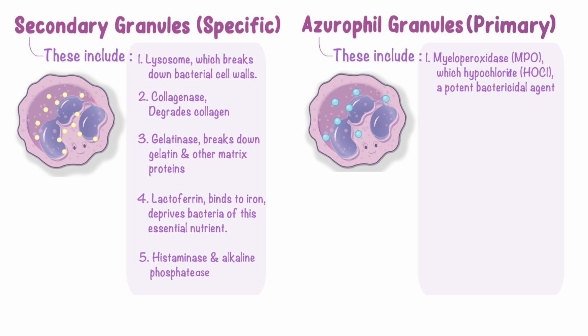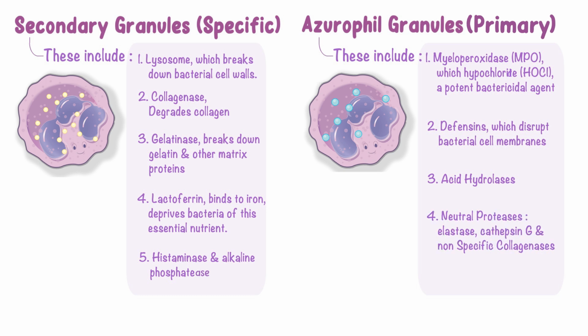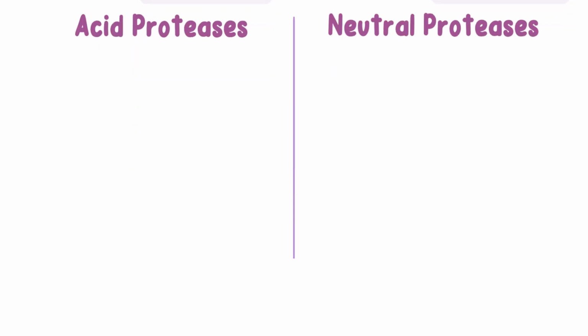Means it kills bacteria. Azurophilic granules also contain a variety of bactericidal proteins like defensins, which disrupt bacterial cell membranes, and acid hydrolases, which break down various biomolecules within the phagolysosome. Additionally, neutral proteases such as elastase, cathepsin G, and non-specific collagenases degrade extracellular matrix components, contributing to tissue remodeling and sometimes tissue damage. Out of these, it's very important for you to understand the functioning of acid and neutral proteases.